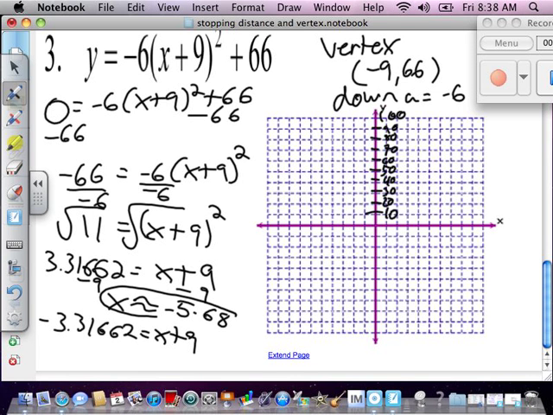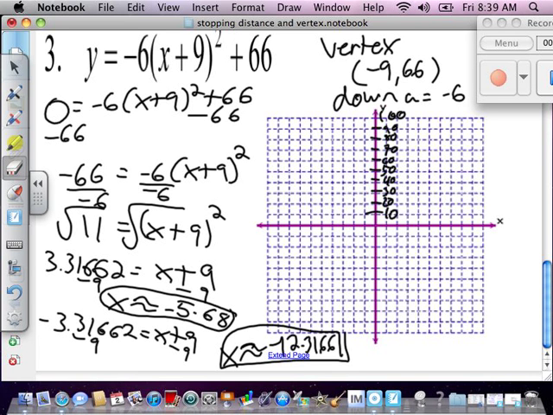So there's 1 root. You guys should be writing this down. And we're going to subtract 9 from this side. And we're going to get negative, is approximately, that means we're rounding, negative 12.3166. Let's round it to negative 12.32.